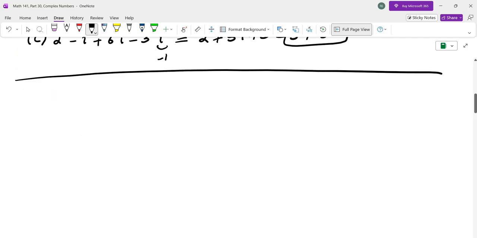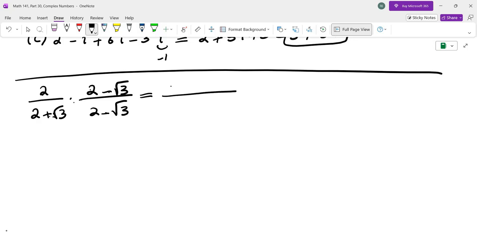Okay, so now how do we divide two complex numbers? Let's remember how we divided by irrational numbers in high school algebra. If you wanted to divide 2 by 2 plus root 3, how did we rationalize the denominator? We multiplied by 2 minus root 3, and this 2 minus root 3 was called the conjugate. The benefit of that was that we create a difference of squares at the bottom, and then we can get rid of the square root. So we get 4 minus 3, so that gives us 4 minus 2 root 3.